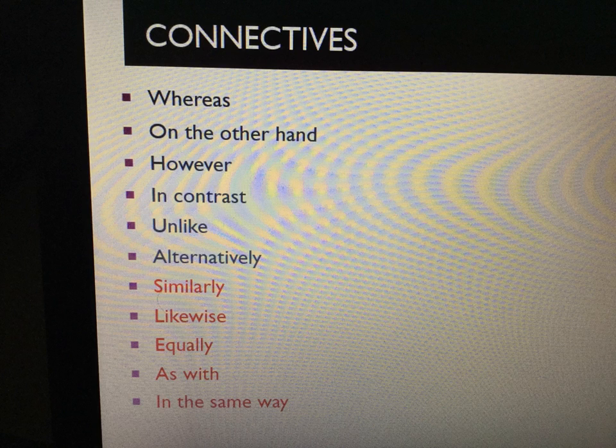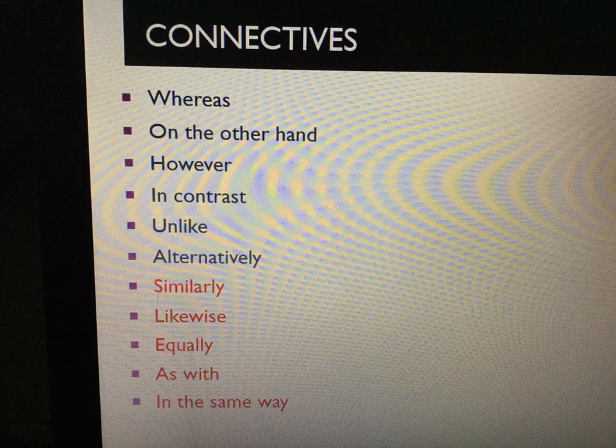Because this is a comparison question and the assessment objective actually states compare, I've just provided you a list of connectives that we might use. The top connectives in the dark colour are for when articles are different. So you've got whereas, on the other hand, however, in contrast, unlike and alternatively. And in red, if the articles are similar in any way, you might use similarly, likewise, equally, as with, and in the same way.